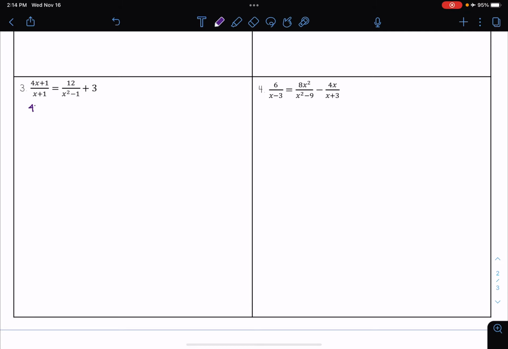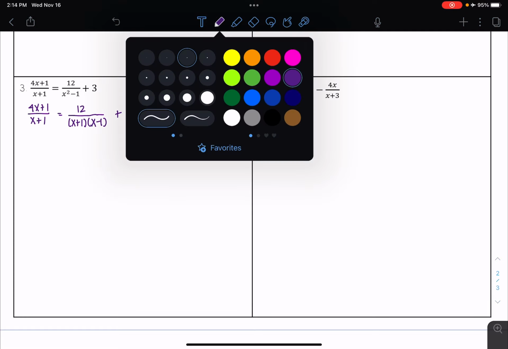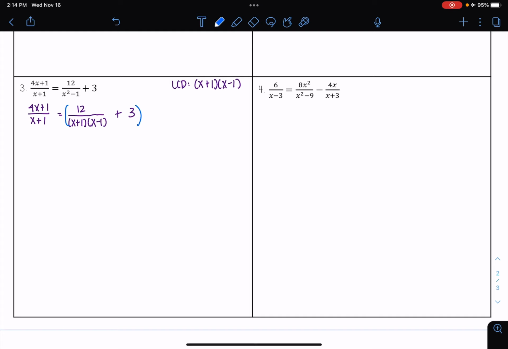So I have 4x plus 1 over x plus 1 is equal to 12 over x squared minus 1, which factors to be x plus 1 times x minus 1, plus 3. And so looking across, my two factors are x plus 1 and x minus 1 in the denominator, so that means that my least common denominator is x plus 1 times x minus 1. And so that means I'm going to multiply both sides by my least common denominator.